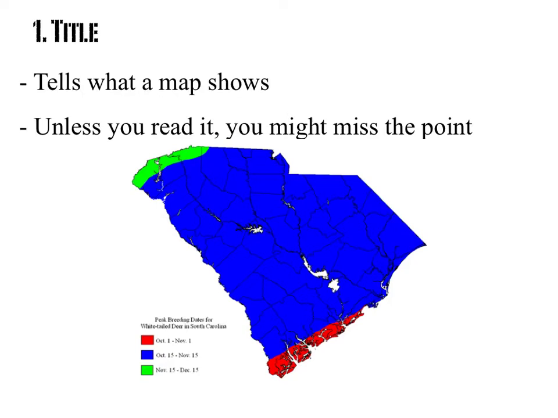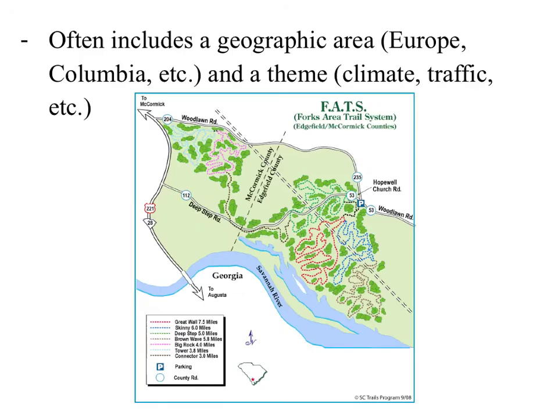You could look at this map right here and have no clue until you look at the title down below, above the legend, that says it's for the peak breeding dates for white-tailed deer in South Carolina. Not really something you'd be interested in unless you're, say, a hunter or a randy deer. This will guide you towards maps that are more or less useful for you.